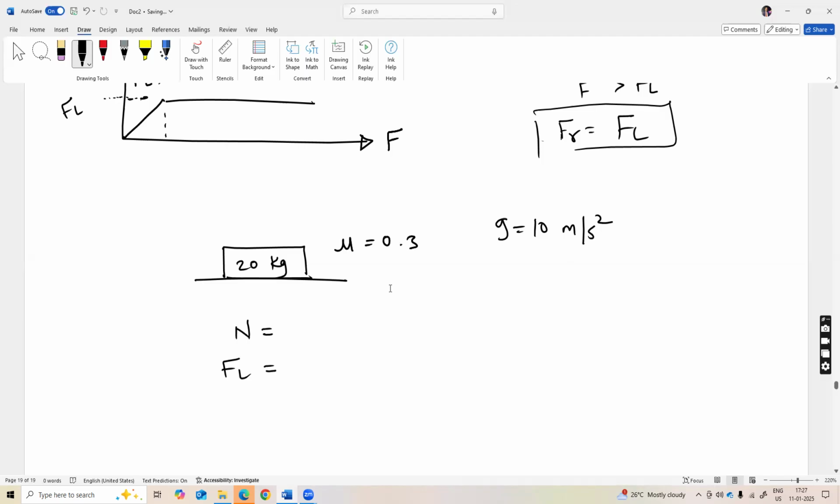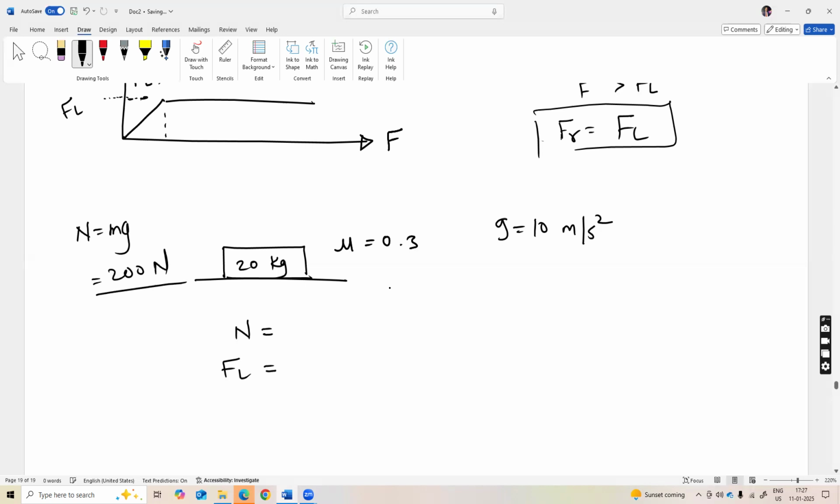So here in this case, sir, for normal reaction, if there is no force applied, should we take N equal to mg? Yes, N is always equal to mg. You forgot about friction. Okay, just calculate normally. Then mg is 200 newtons, sir.